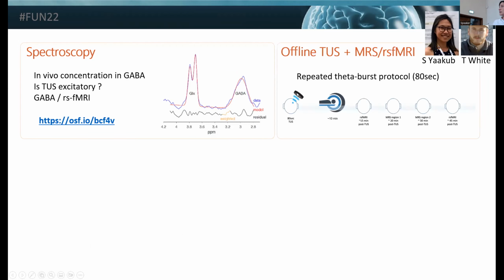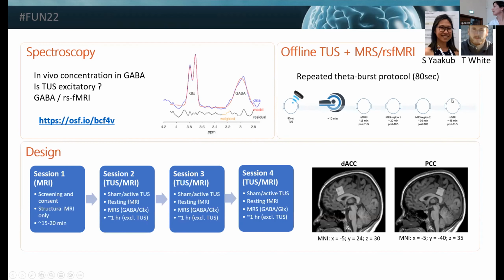So we used a repeated theta burst protocol of 80 seconds before participants went into the scanner. They were MR safe before the intervention, so we could very quickly put them in a scanner after the intervention. We had a first run of resting state fMRI, 2 different MRS voxels, and another resting state run. People came 4 times.